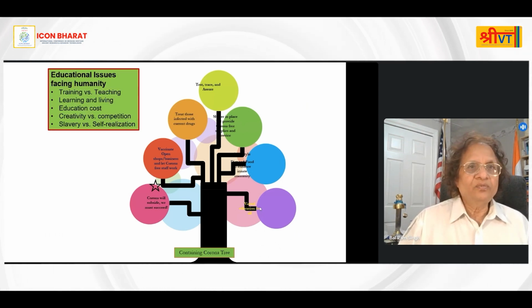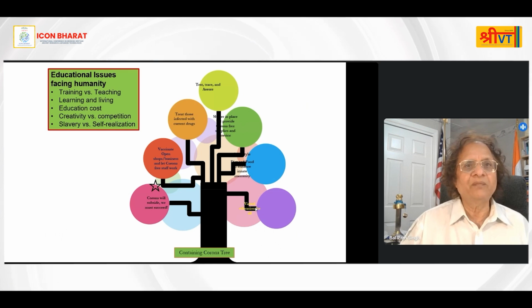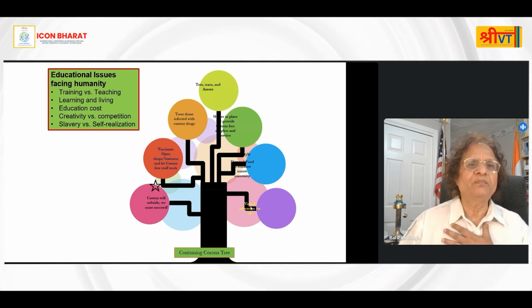What are the educational issues facing humanity? Training versus teaching. Do we just train people to do certain things, or do we really teach them so that they can do it by themselves? Learning and living. Can they learn and then live like that? The cost of education is very high. Creativity versus competition. There is a lot of competition today, whether it's civil services or getting jobs or getting into the market. And also slavery versus self-realization. If you are learning for yourself, by yourself, then you are independent, you realize yourself. But otherwise, you just act like a slave for somebody else telling you what to do.